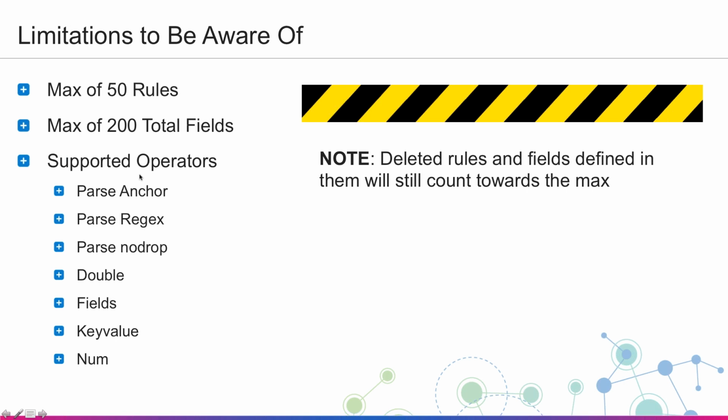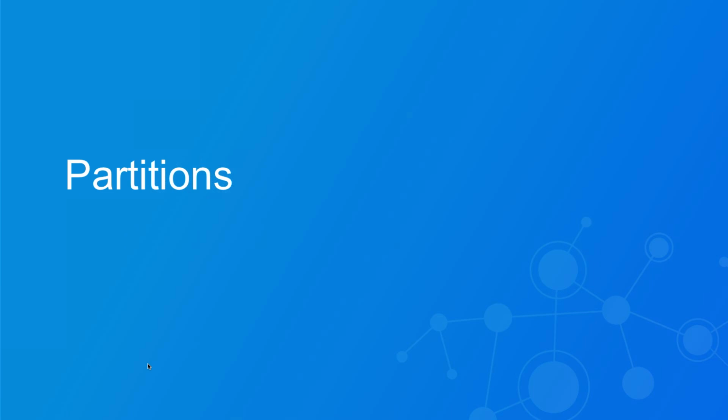All right, so this is the list of supported operators. One thing to note is that JSON is not something that's supported yet. However, if your JSON object is very flat and sort of non-hierarchical, consider the use of regular parse statements or parse anchor statements. They'll still work on JSON, and sometimes it's just easier to parse data that way anyway. Okay, so those are field extraction rules.